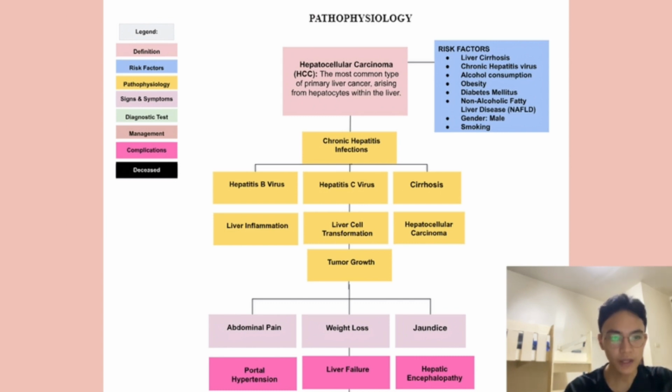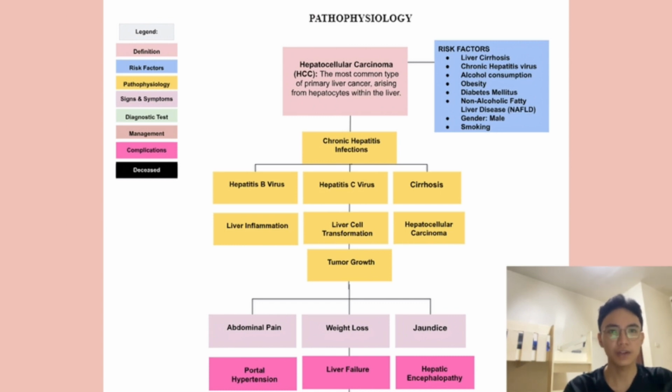So, cirrhosis, to explain it further, is a late stage liver disease characterized by fibrosis and nodular regeneration. It is a significant risk factor for HCC, which can result from various causes that include chronic viral hepatitis, as we explained with Hep B and C, alcohol abuse, non-alcoholic fatty liver disease again, and autoimmune hepatitis.